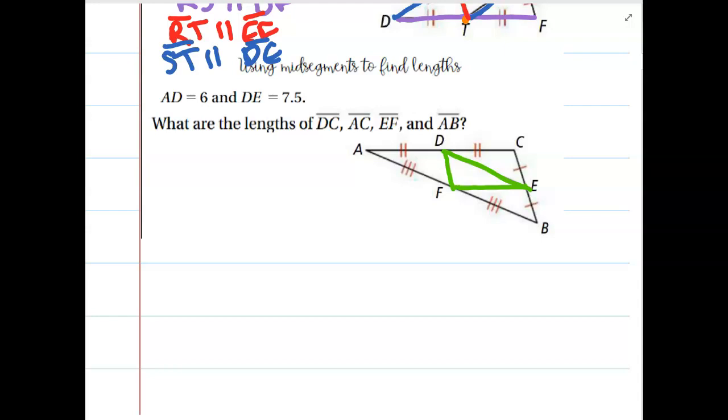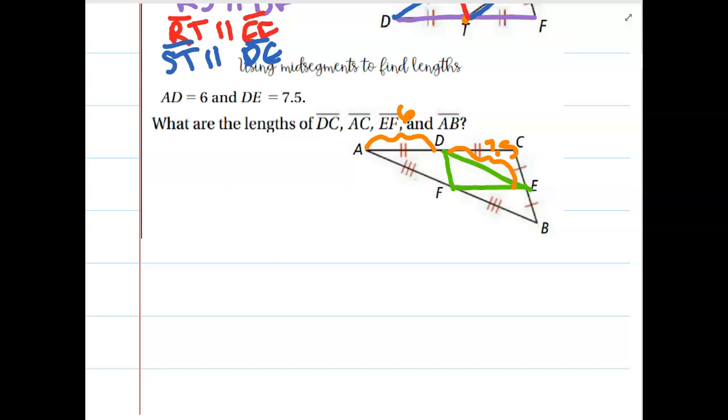So what happens here, each of these mid-segments, for example DF, if you were to measure that, DF is going to be half of whatever CB is. So once again, if this was 3, CB would be 6. So if we want to use this to find some lengths, it tells me right here AD, this little length here, is 6. And then it says DE, this length here, is 7.5.